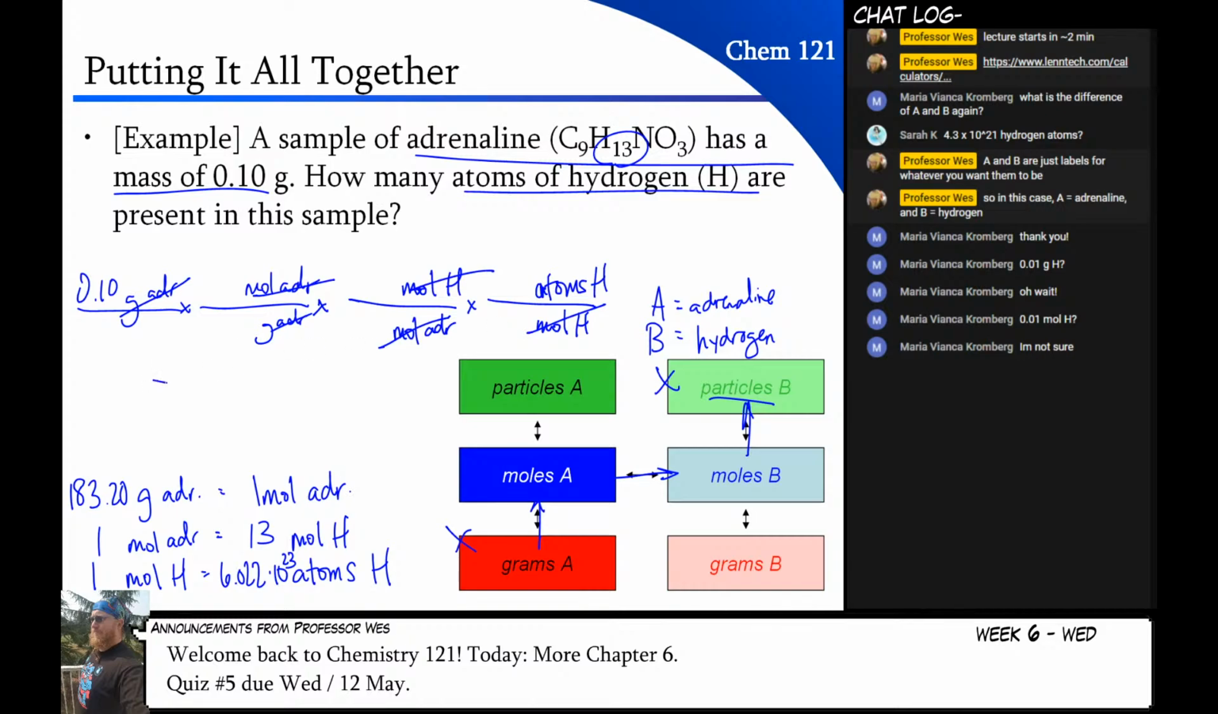And so now we'll run the numbers. In a mole, how many grams were there? Well, 183.20, because that's what we wrote down here. In a mole of adrenaline, how many moles of hydrogen are there? So for one of these, there were 13. And in a mole of hydrogen, there are Avogadro's number of anything. There you go. Punch it on the calculator. What do you get? I got 4.3 times 10 to the 21.